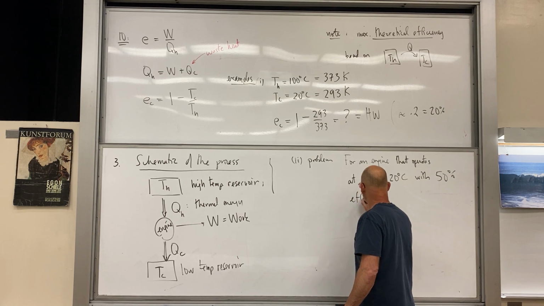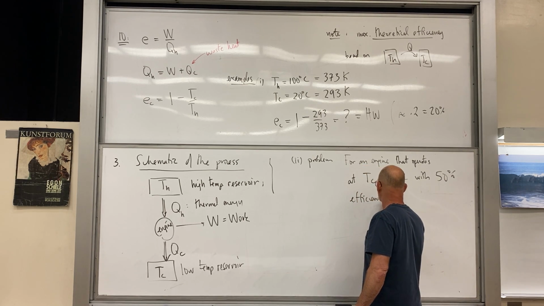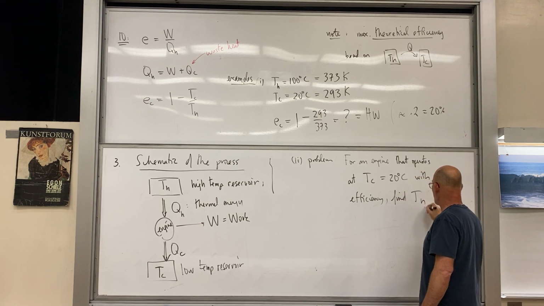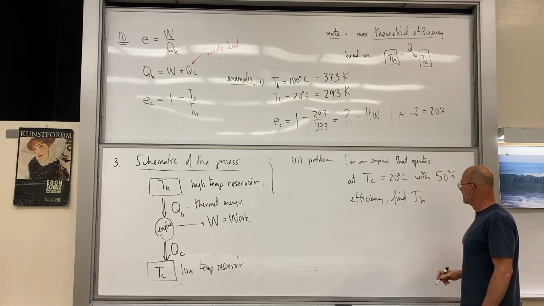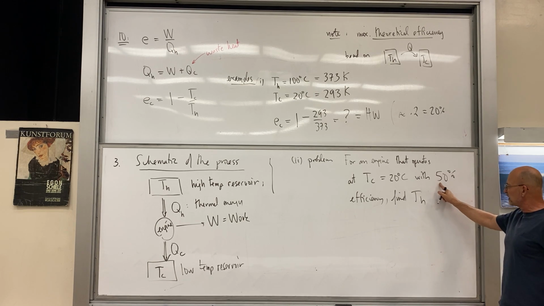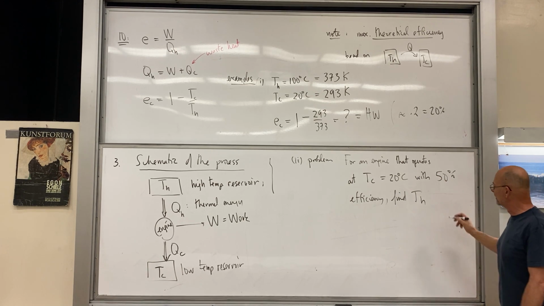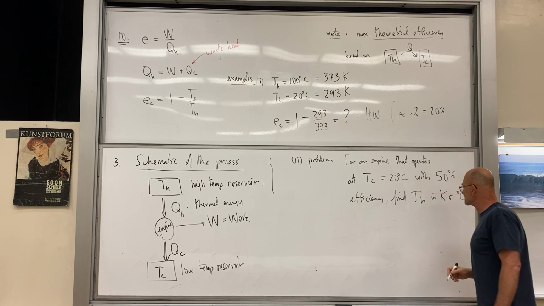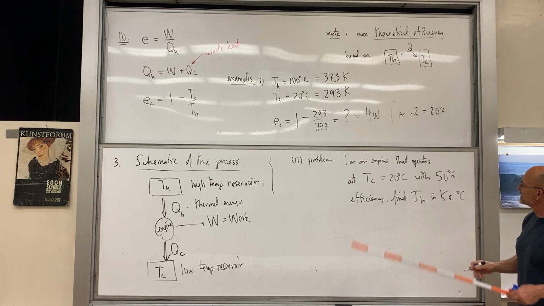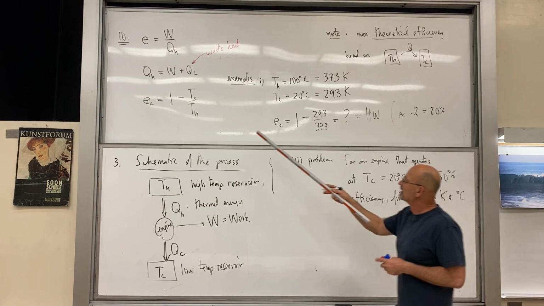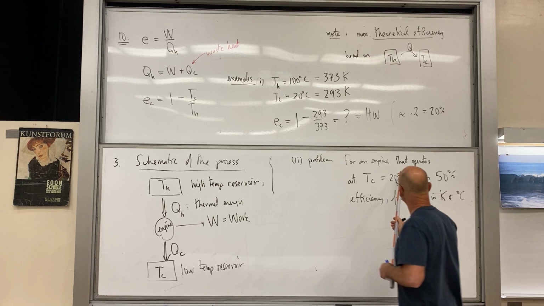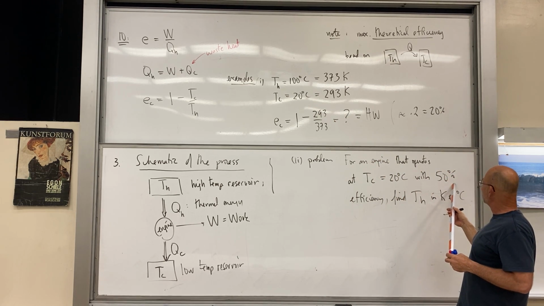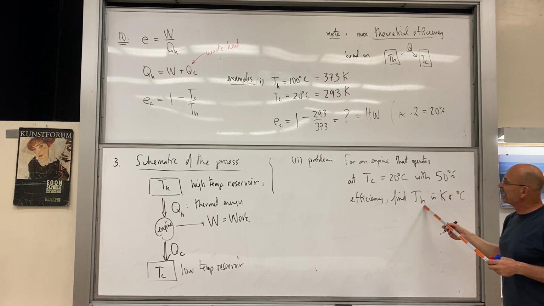50% efficiency, find TH. And you find TH first in Kelvin, and then you can convert it to Celsius. In Kelvin and in degrees Celsius. Okay, so for an engine that operates with TC equals 20 degrees Celsius, which we know is 293, and it's operating at 50% efficiency, find TH.